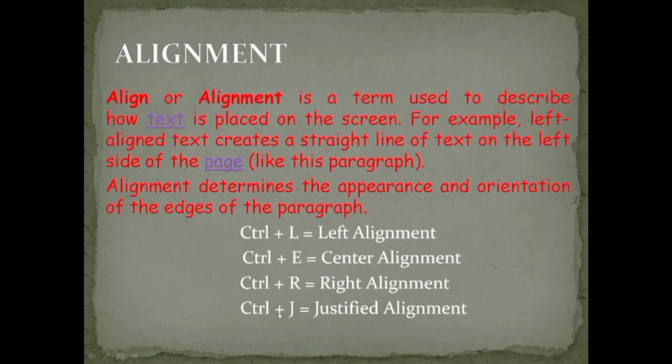Now the next is justify alignment. The shortcut key is Ctrl plus J. The text is aligned evenly between the left and the right margin. Means even space is left between both the left and right margin.